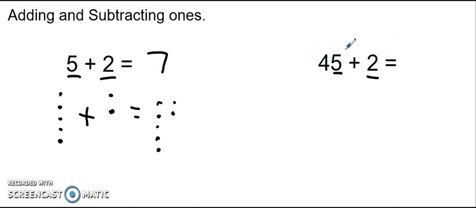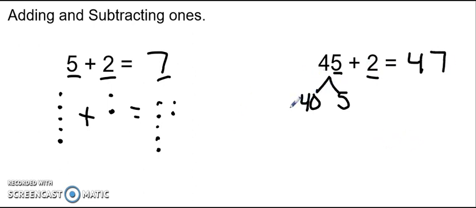We can take a look at the 45, and we can break it down into tens and ones. If we do that, we can use a number bond. 4 tens is 40, and 5 ones is 5. By breaking it down, you can clearly see that now we can add our 5 plus the 2, which we know is 7. And then the 40 is just going to get added to the 7. So, it would be 40 plus 7, which would equal 47.